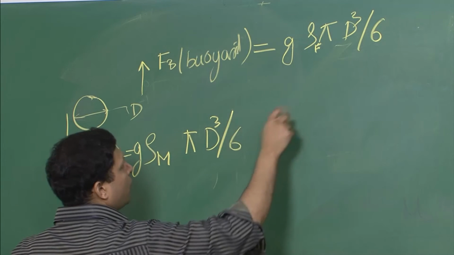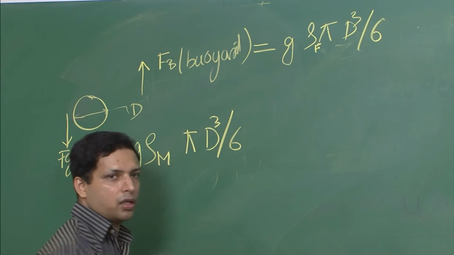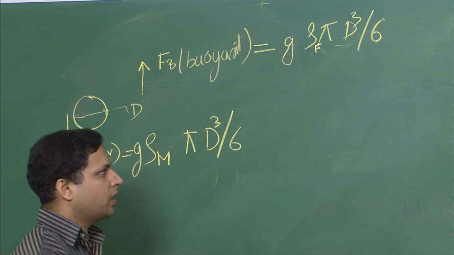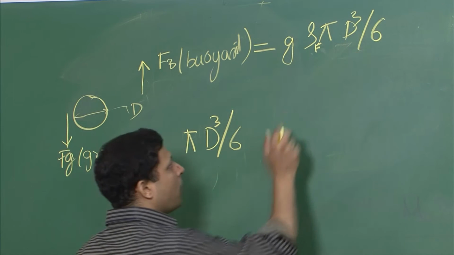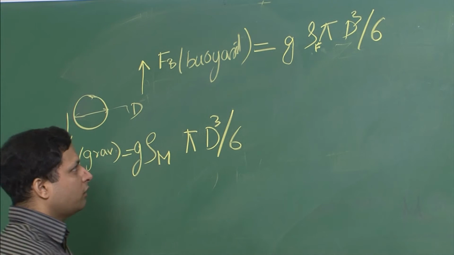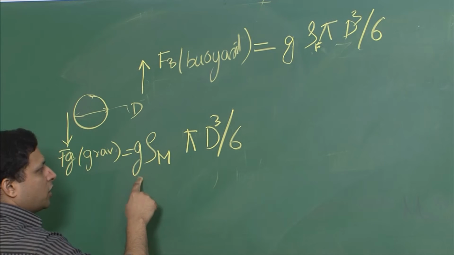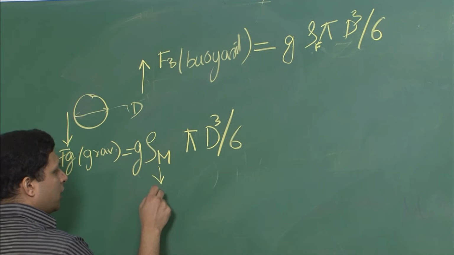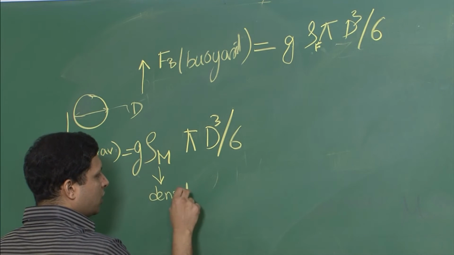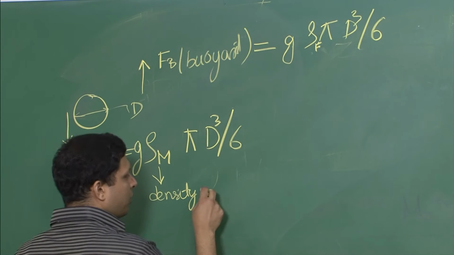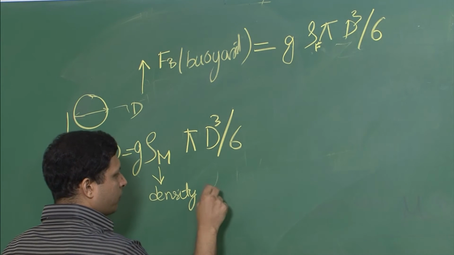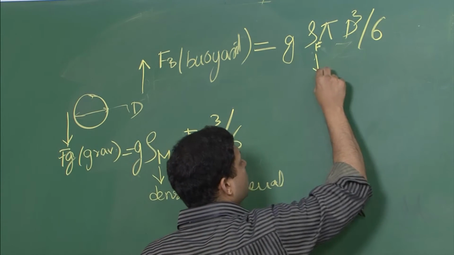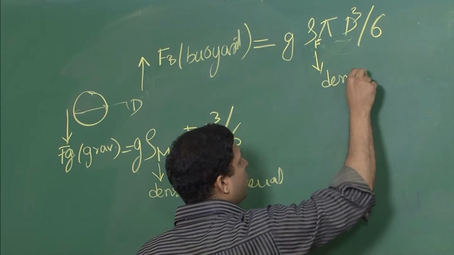So, you can see now what this is: pi d cube by 6 is the volume, and rho f is the density of the fluid. So, it is the amount of liquid that has been displaced. So, this is the total mass, total weight, of this fluid which has been displaced, and this represents the total mass or total weight of the material. So, rho m is the density of the material that we are looking at. It could have been metal, it could have been ceramic or anything, but particles, and this is the density of the fluid that we are looking at.